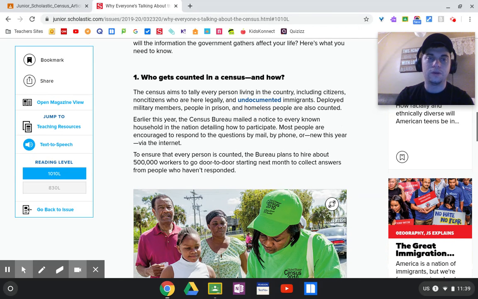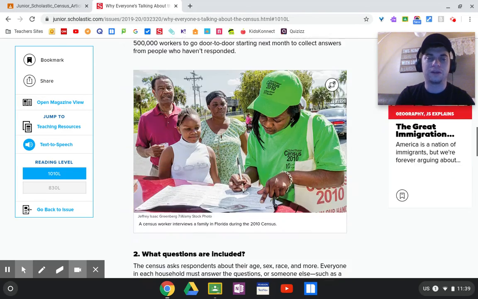Okay, number 1, who gets counted in a census and how? The census aims to tally every person living in the country, including citizens, non-citizens who are here legally, and undocumented immigrants. Deployed military members, people in prison, and homeless people are also counted. Earlier this year, the Census Bureau mailed a notice to every known household in the nation detailing how to participate. Most people are encouraged to respond to the questions by mail, by phone, or, new this year, via the internet. To ensure that every person is counted, the Bureau plans to hire about 500,000 workers to go door to door starting next month to collect answers from people who haven't responded.